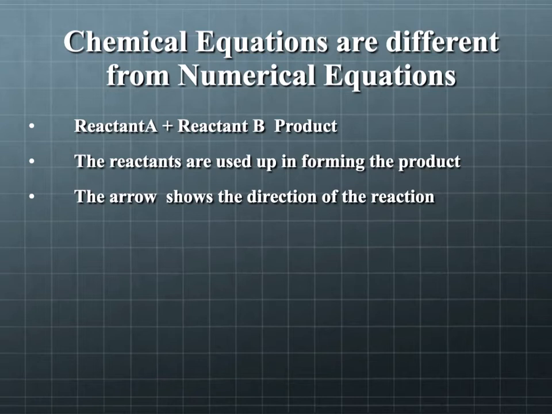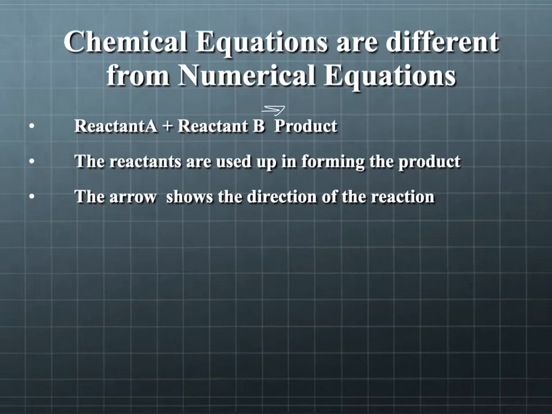So chemical equations are different from numerical equations, and how they're different is they have reactant A plus reactant B goes to a product, and there should be an arrow right there. So the reactants are used up in forming the product. Very similar to if you were making cookies, you need flour and sugar and chocolate chips and milk and all that stuff. Those are the reactants, and they're used up. All that stuff is used up to make our cookies.